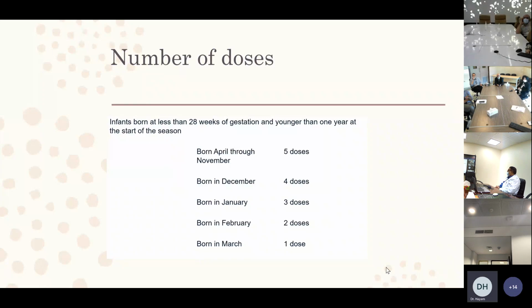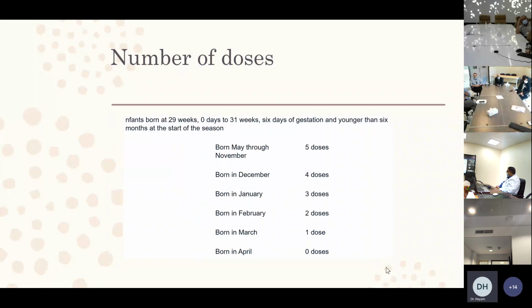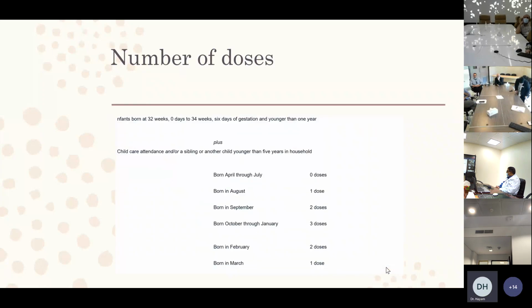The same applies to the infant born at 29 weeks to 30 weeks and 6 days of gestation, younger than 6 months at the start of the season; you will give them the doses as before. From May to November they will take the 5 doses, and December 4, January 3, February 2, and March 1. The same things apply to the other patients. There's no need to go through it; you can skip it.